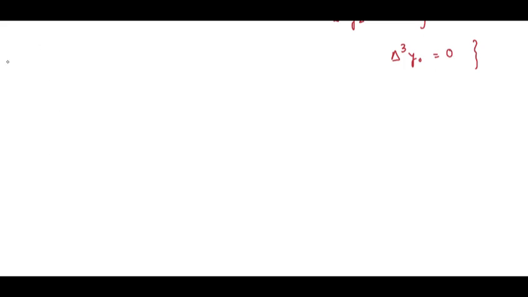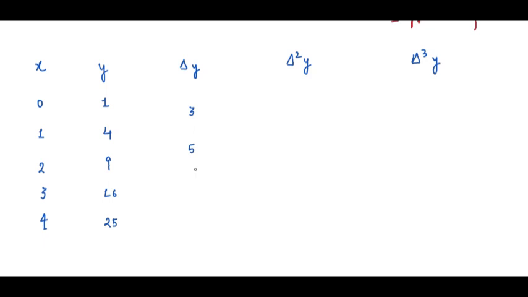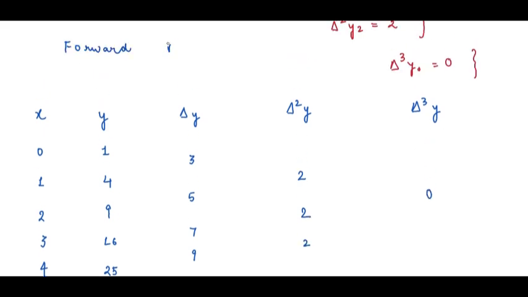So our table has columns x, y, del y, del square y, del cube y, where x values are 0, 1, 2, 3, 4, and y values are 1, 4, 9, 16, 25. The first differences are 3, 5, 7, 9, then 2, 2, 2, and hence 0. Now notice this triangular structure, and this is called the forward difference table.